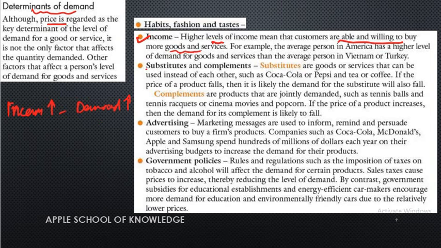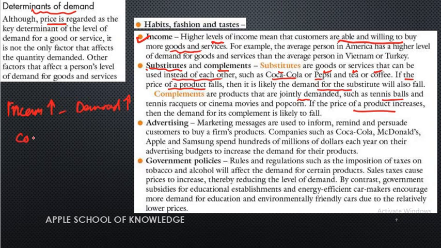Okay. The other one is substitute and complement goods. Substitute goods are goods which can be used instead of each other, like Pepsi and Coca-Cola. These products can be used as alternatives. If you don't have Coke, then definitely you go for Pepsi. If you don't have tea, then you go for coffee. So these are substitute goods. Complement goods are products that are demanded together, such as tennis balls and tennis rackets, or cinema movies and popcorn. If the price of one product falls, then definitely the demand for the substitute will also fall. Let's say the Coke.